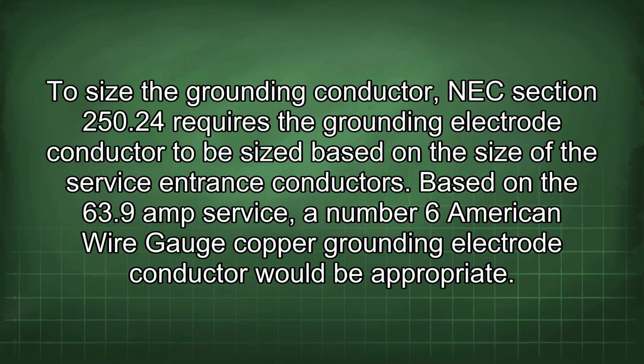To size the grounding conductor, NEC Section 250.24 requires the grounding electrode conductor to be sized based on the size of the service entrance conductors. Based on the 63.9 amp service, a number 6 American wire gauge copper grounding electrode conductor would be appropriate.